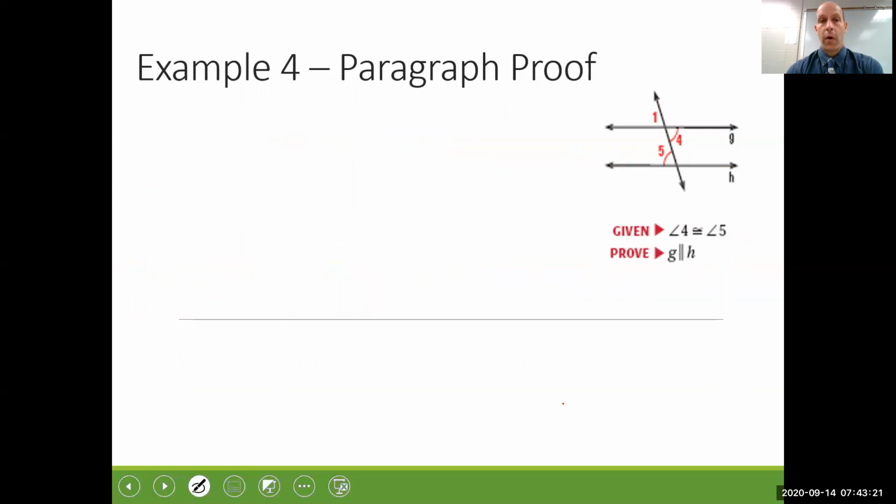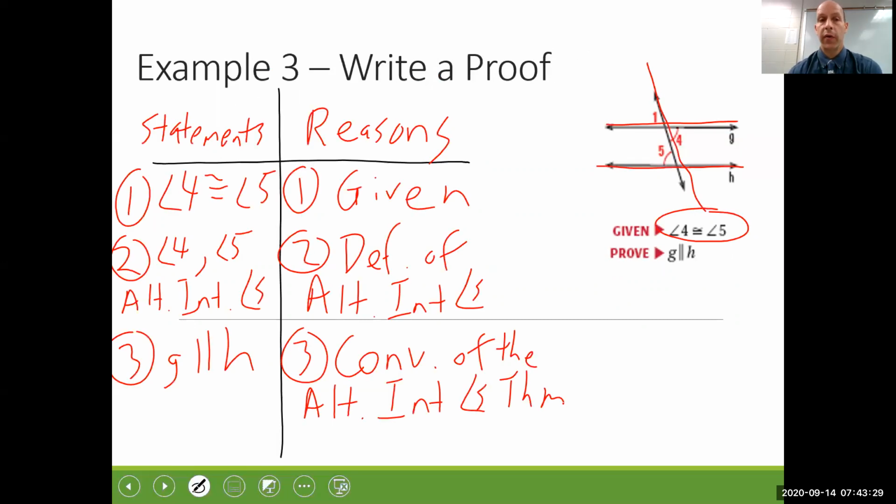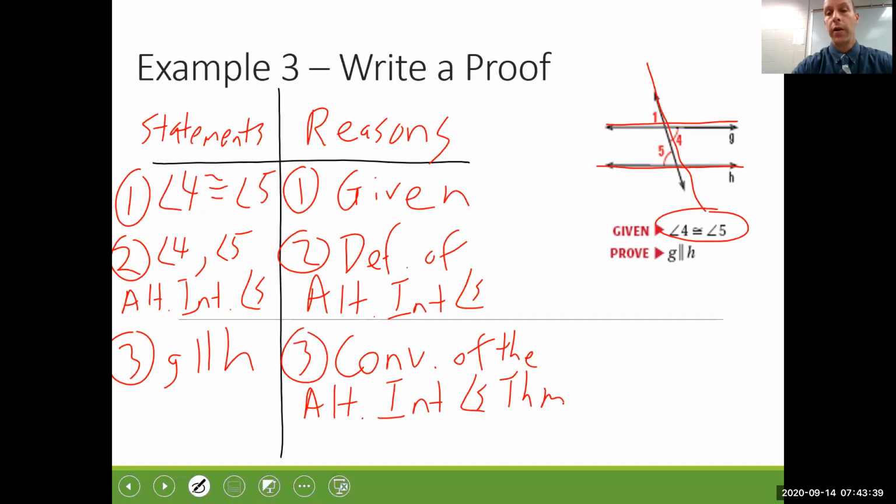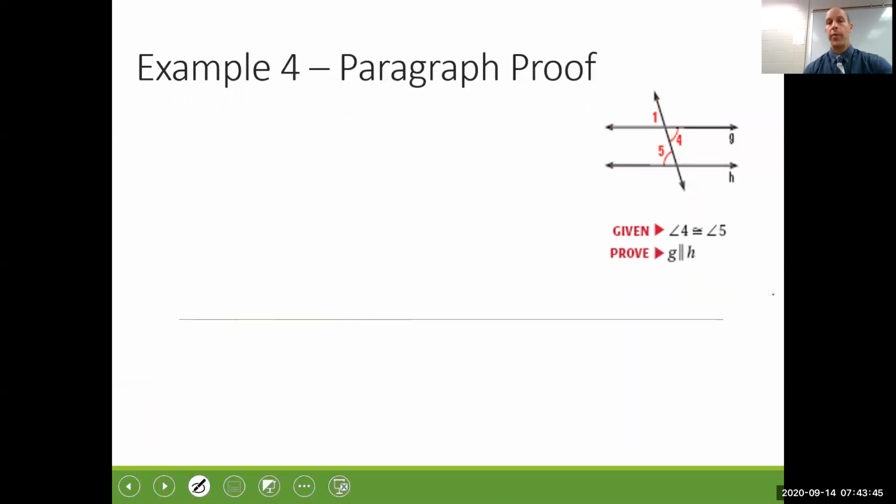Now, example 4, I'm going to do just a quick example of what is called a paragraph proof. So I'm not actually going to do a different proof. I'm actually going to just redo this proof here, but I'm going to do it in paragraph form. I haven't talked about that before, so I'm going to do that now. The difference between what we saw on that last slide, which is called a 2-column proof, because you got 2 columns, and a paragraph proof is just what it sounds like. It's when you actually just write out the proof.